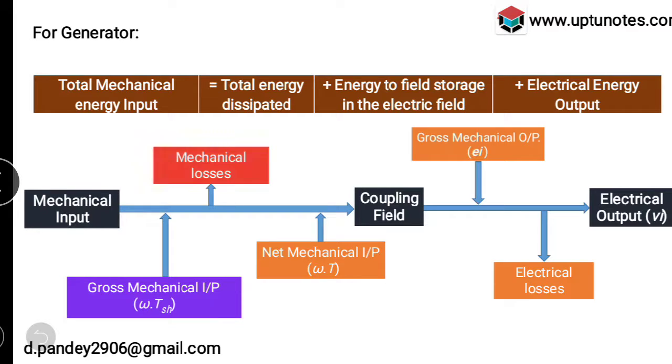Then the mechanical losses occur, which are windage losses and friction losses. After that we get the net mechanical input, omega into tau, which is fed to the coupling field, and the gross electrical output E into I, which is equivalent to the EMF produced at the armature side multiplied by the current. Then electrical losses occur, and after that we get the electrical output V into I, where V is the terminal voltage.